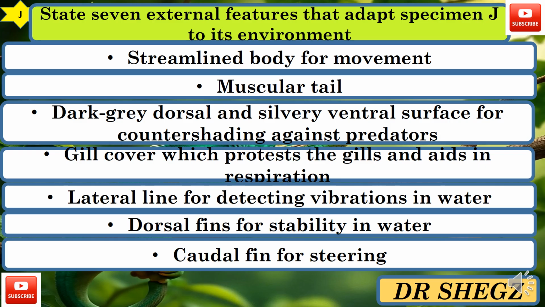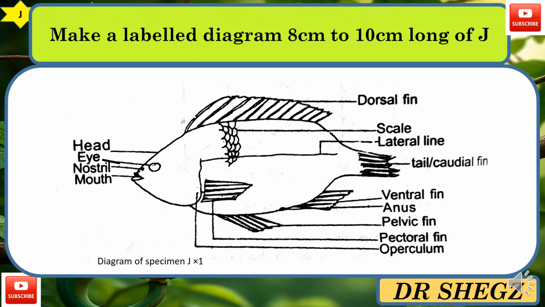External features that adapt specimen J to its environment: streamlined body, muscular tail, counter-shading coloration. Then it has gill cover, it has lateral line for vibrations, it has dorsal fins, and of course caudal fin. You can see here the title of this diagram and the magnification, though I doubt you have times 1 here. It can be times 0.5 depending on the size of the fish you use and the size that you specify to draw.